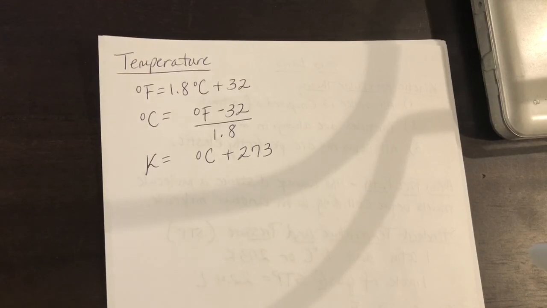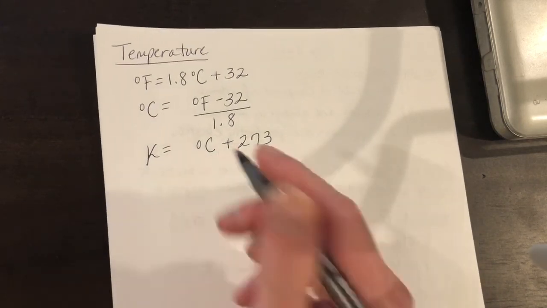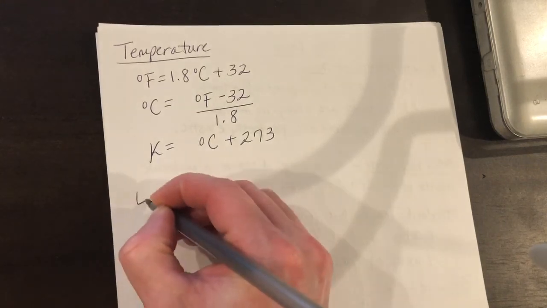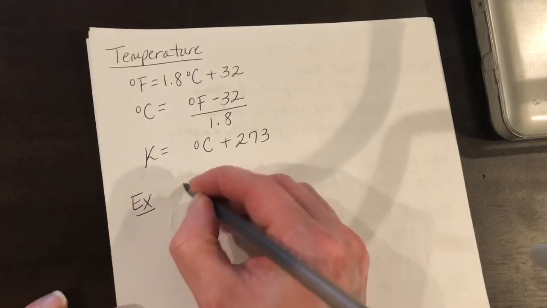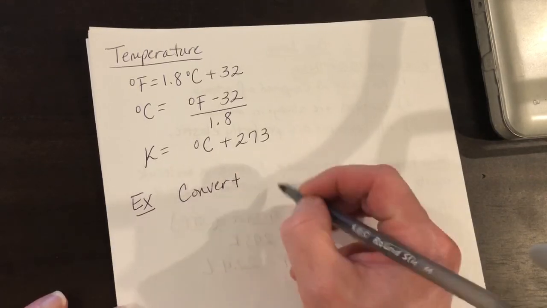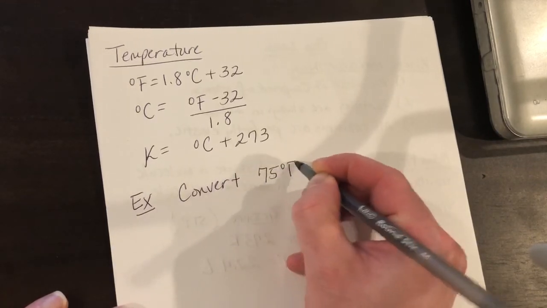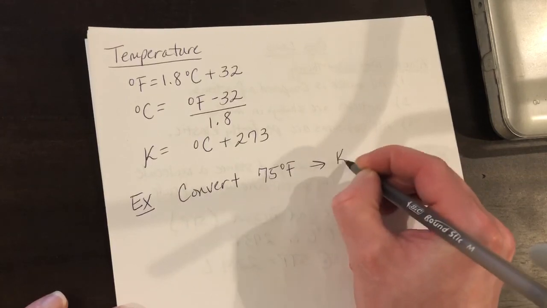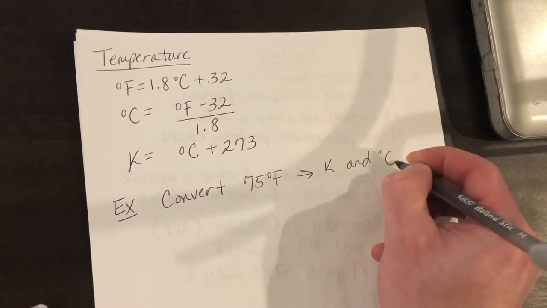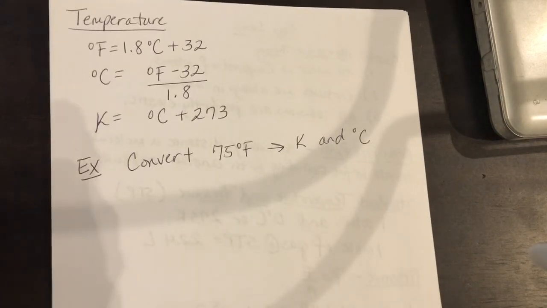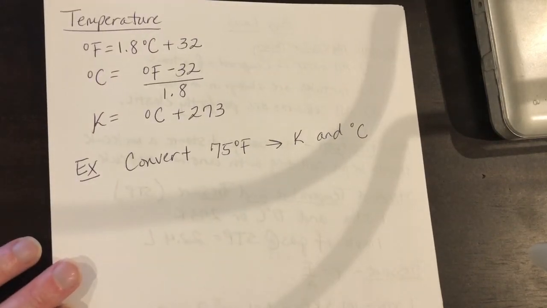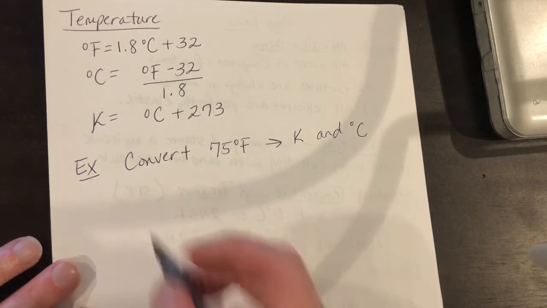Okay, just trying to see if there's anything else I need to talk about. Okay, we should be good. So let's do a couple examples with temperature conversions. So let's convert 75 degrees Fahrenheit, and I want to go to Kelvin in degrees Celsius. So in order to get to Kelvin, you have to be in degrees Celsius first. So we're going to go there first.